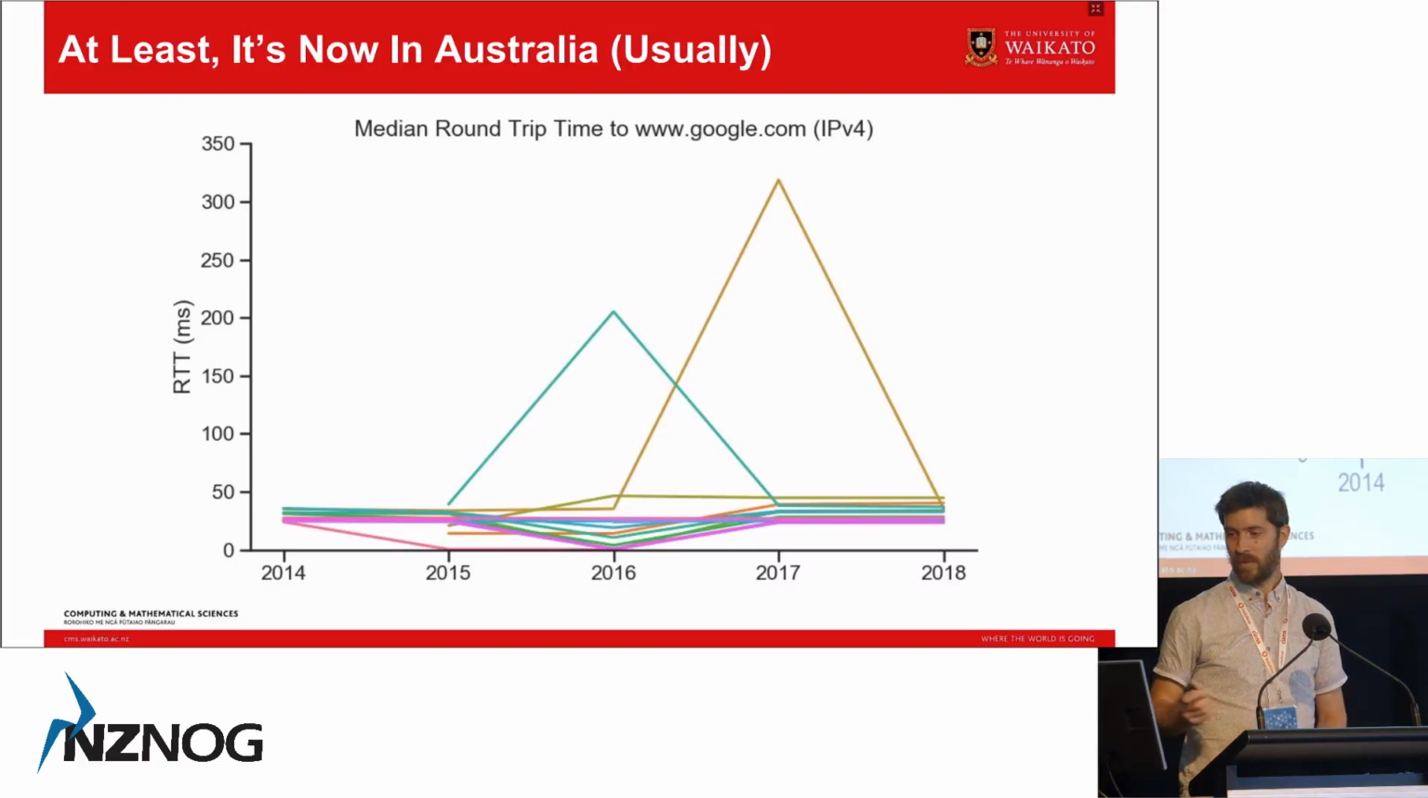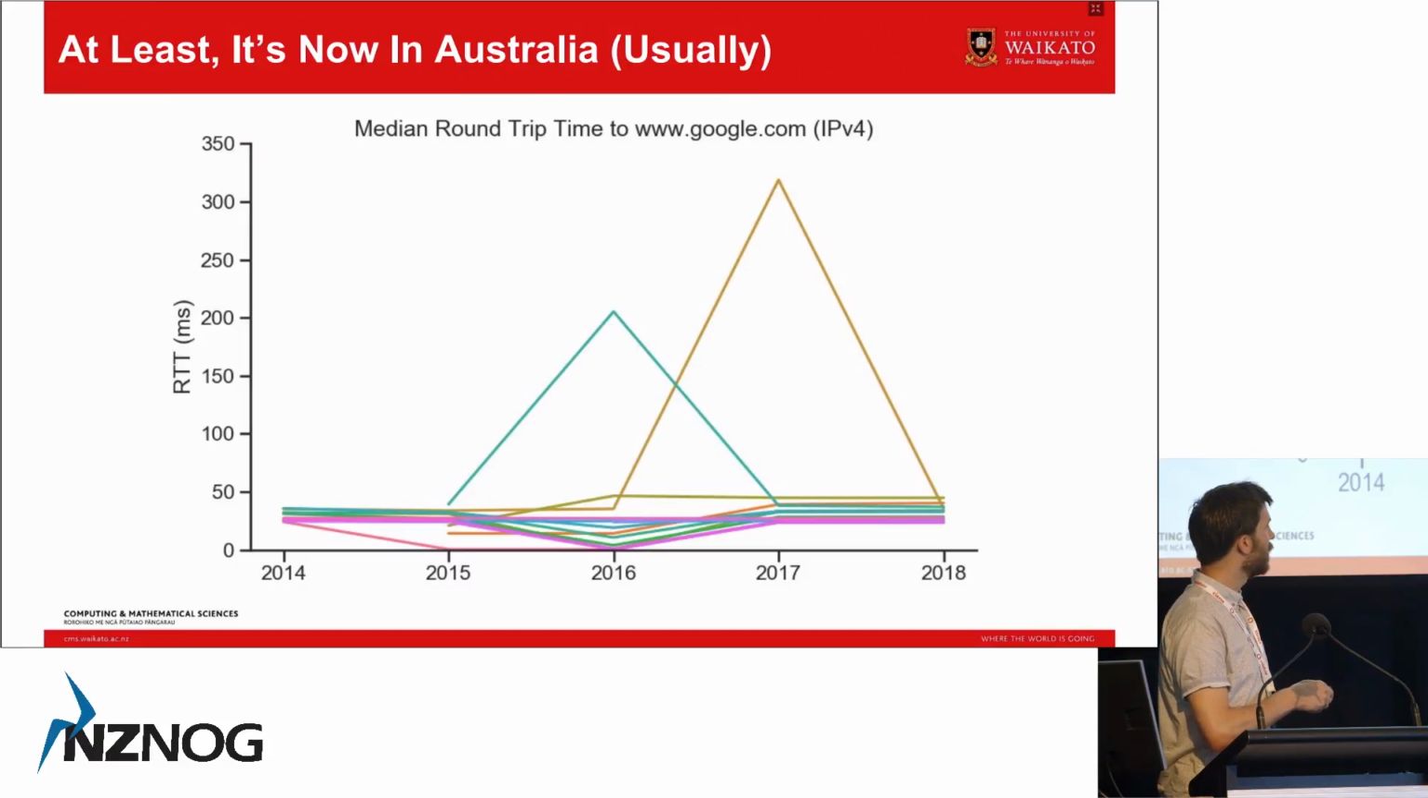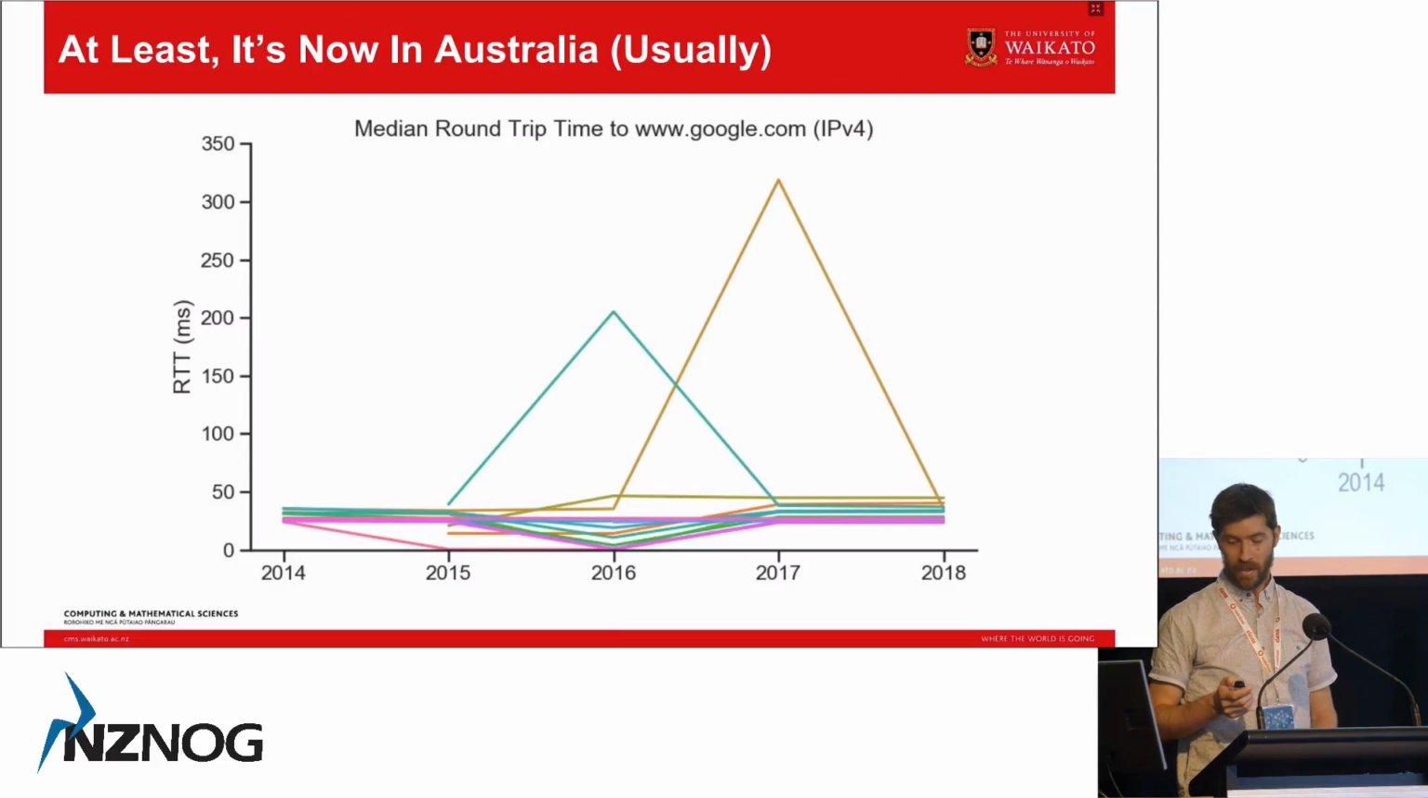Here's another graph. This is Google. This is from all of our monitors to Google across IPv4 ICMP. And again, mostly they're all in Australia. Very briefly, we were in New Zealand. Nice sub 5, sub 10 millisecond ranges there. But generally we're in Australia when we picked that up.